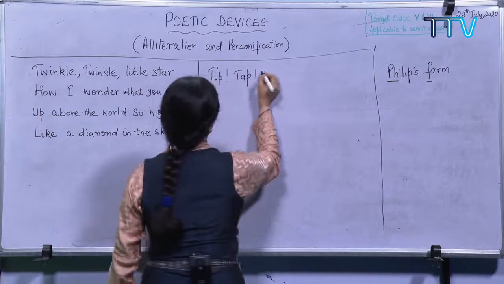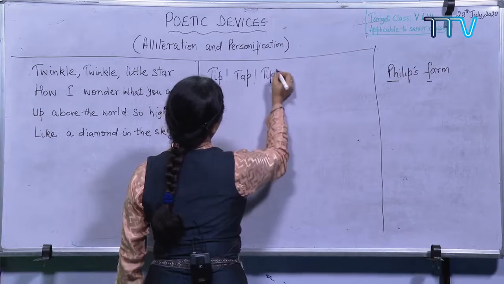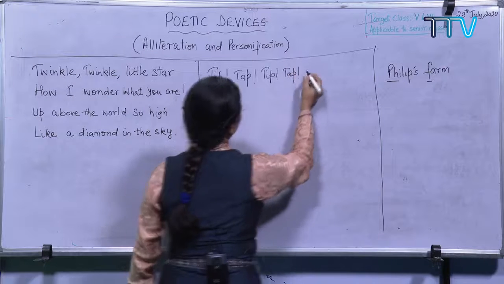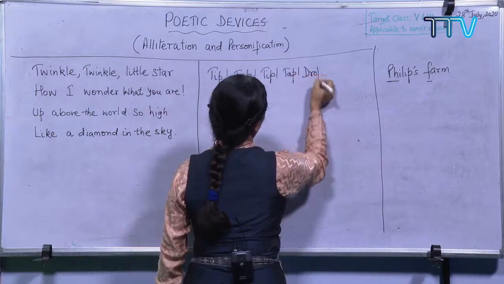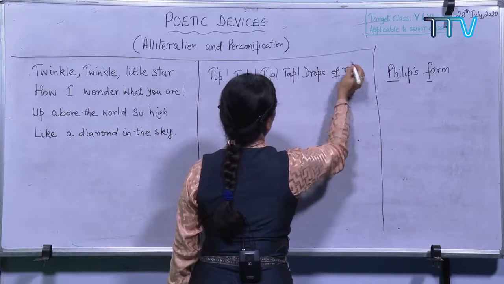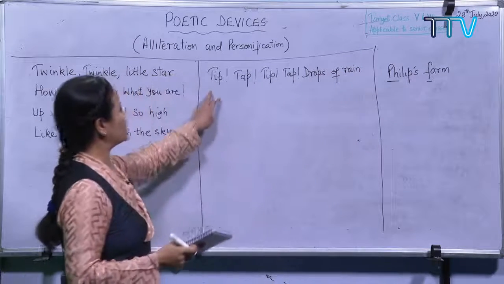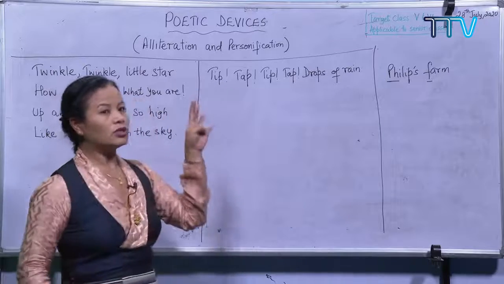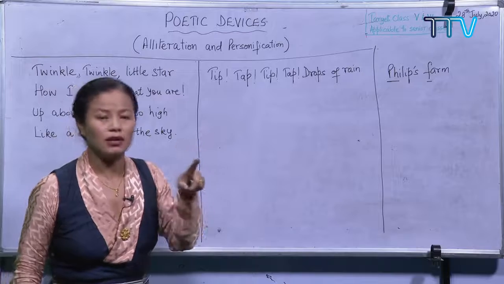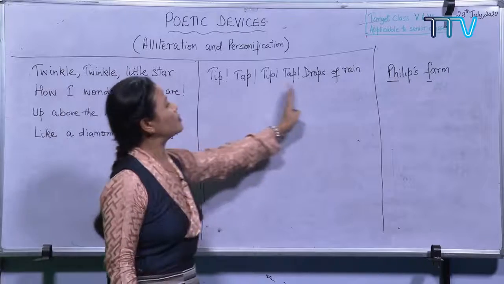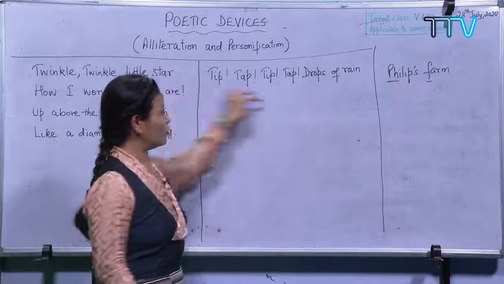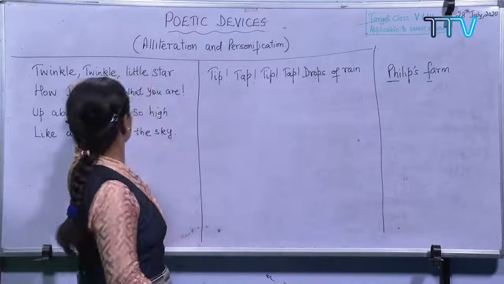Tip tap, tip tap, drops of rain. This is how I wanted to begin. You can count. I'm trying to create the rhythm as well. Twinkle twinkle little star, tip tap, drops of rain. I'm following the same pattern.